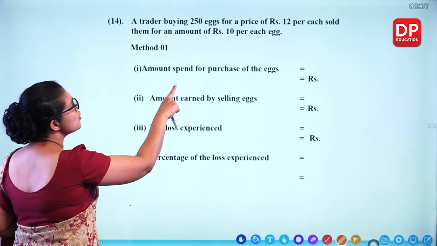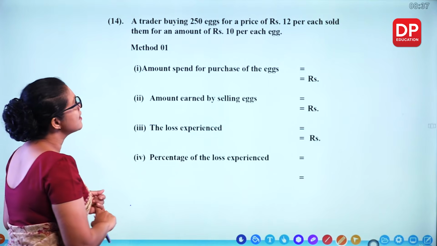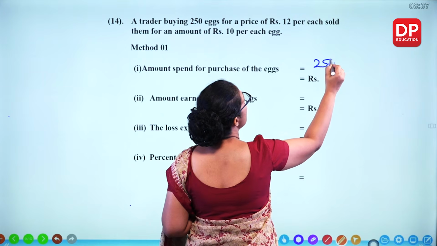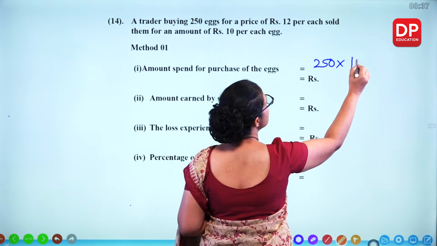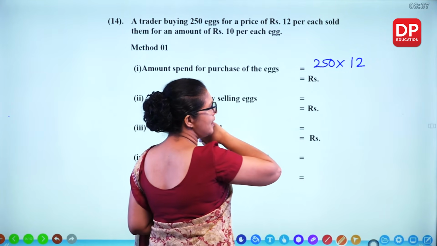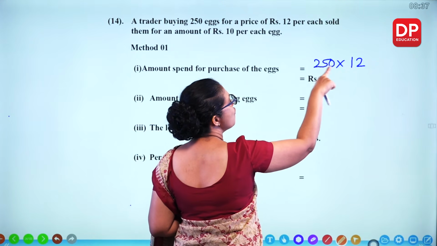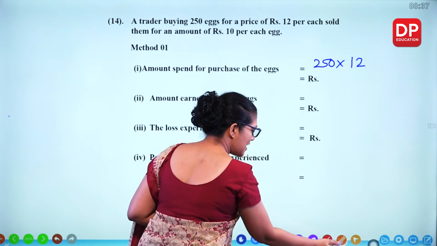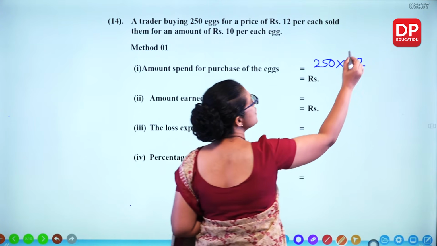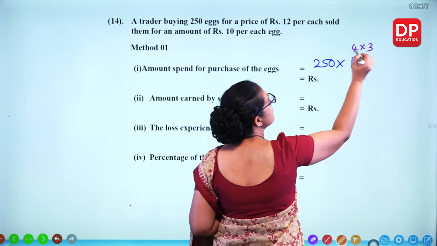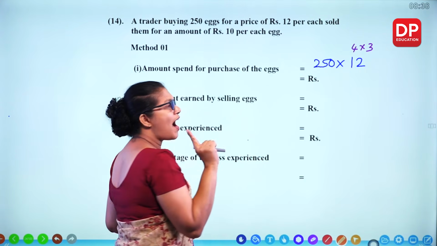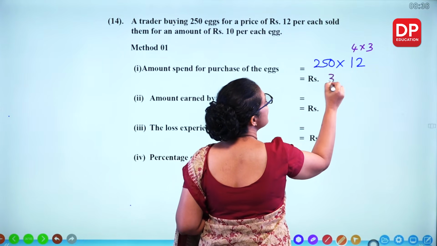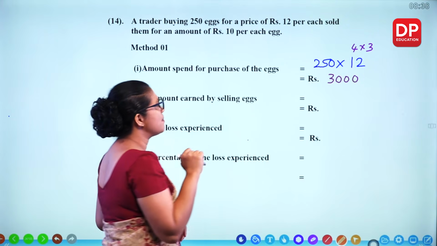So what's the amount spent for purchase of the whole set of eggs? How many eggs are there? 250, and each one 12 rupees. Here, what's the value? So you get 3000. What's the easiest way to multiply? So I can see 12 as 4 times 3. So 25 times 4 is 100. 100 into 10, 1000. 1000 times 3, 3000. So that's an easy way to multiply.